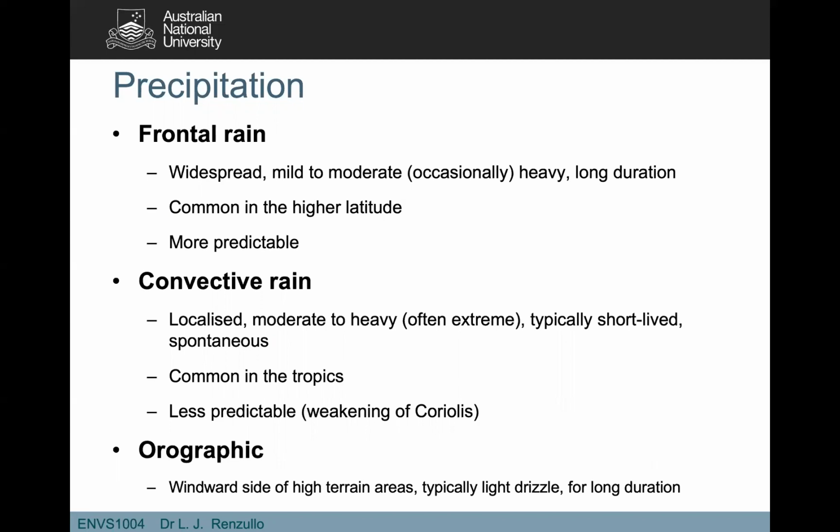And because they're happening in the tropics, closer to the equator where Coriolis breaks down, we don't have those nice circulating patterns of high to low pressure. Instead, what we have is the equalization of winds being more direct. As a result, they're less predictable. Finally, there's orographic rain, where the windward side of a mountain gets more rain than the leeward side, in what's called the rain shadow, because all that moisture has been dissipated on the windward side.